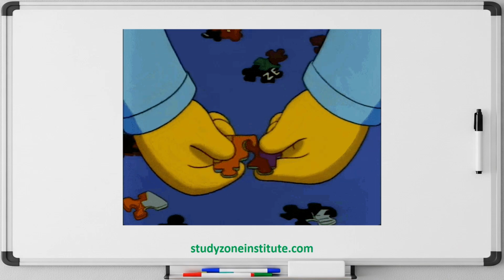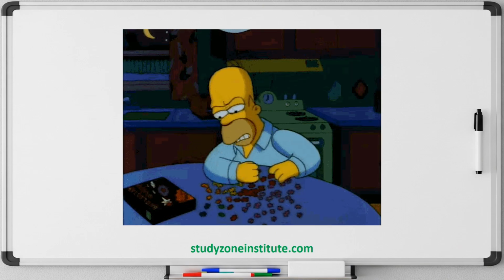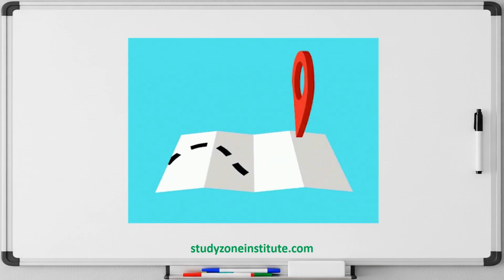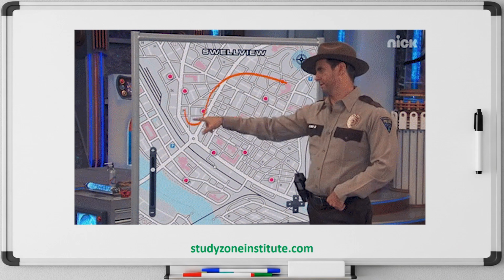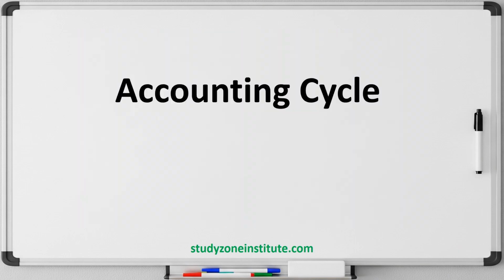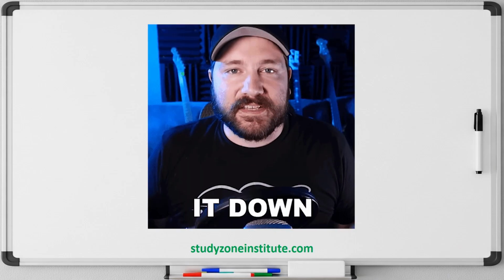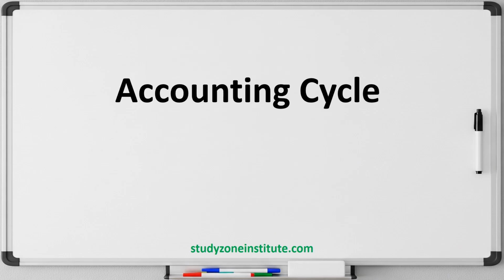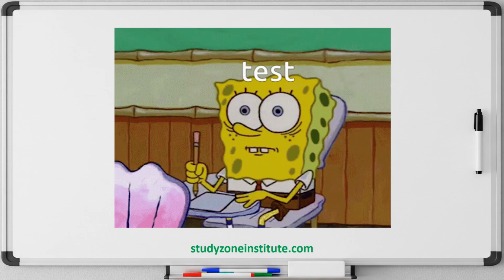Does accounting feel like a complex puzzle with a million pieces? Here's a simple roadmap that explains the entire process from start to finish. The accounting cycle is the complete task of doing accounting. This video breaks down the 7 essential steps of this cycle. We even have a fun quiz at the end to test your knowledge.